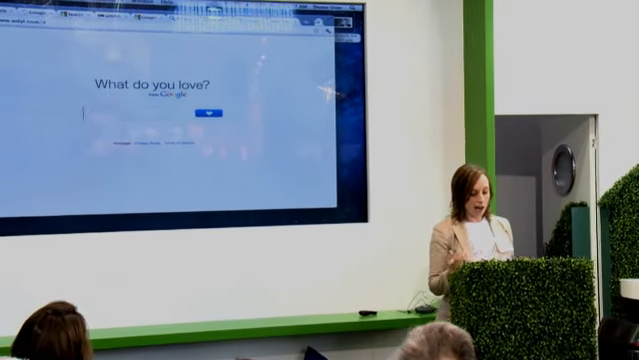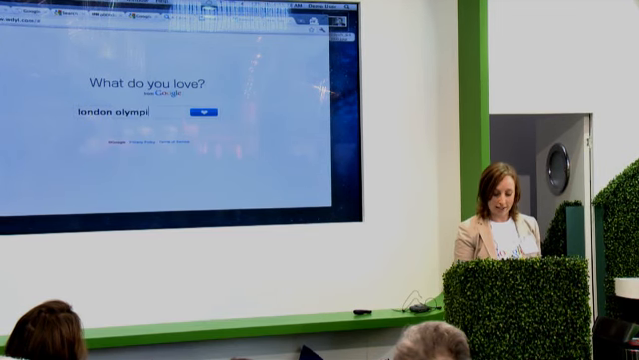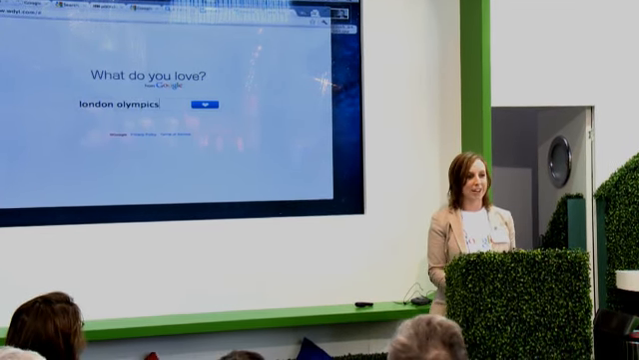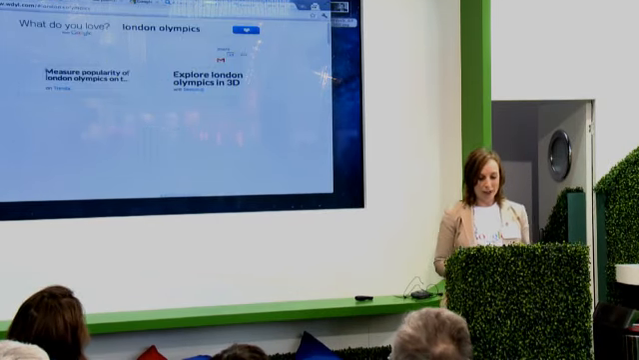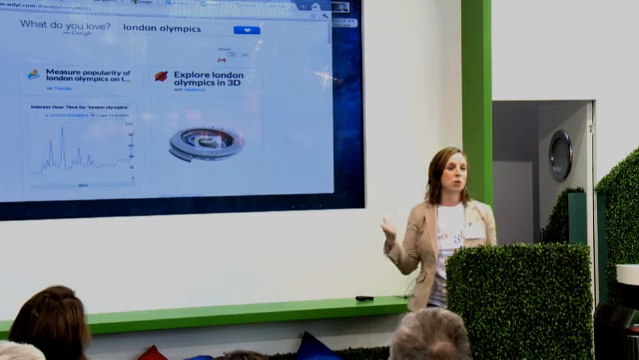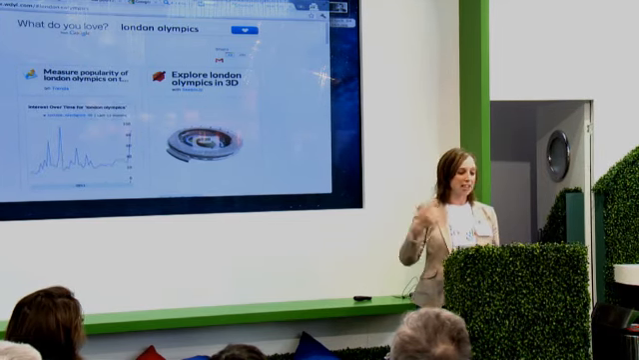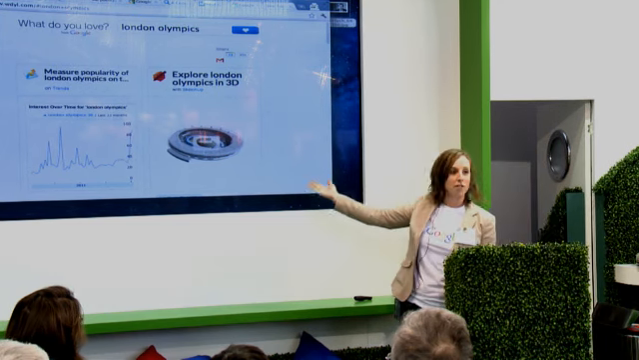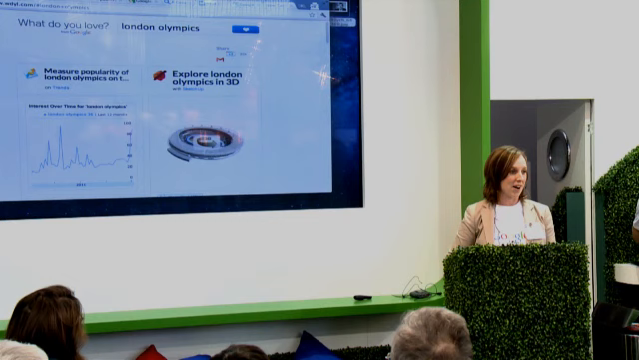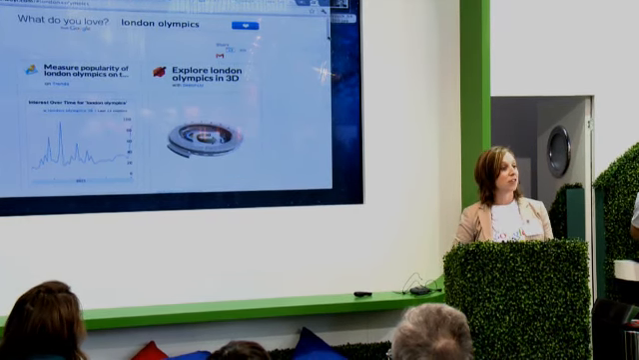So this, I love the London Olympics. I was lucky enough to get some tickets to the 100-meter finals in the lottery, so I'm feeling pretty excited about that. And I'm kind of passionate about the Olympics. So if I type into What Do You Love, London Olympics, I not only am going to get web pages and images, but it's going to search anything that Google has. So a lovely 3D model of the stadium out in Stratford pops up. Or how often are people searching for Olympics?